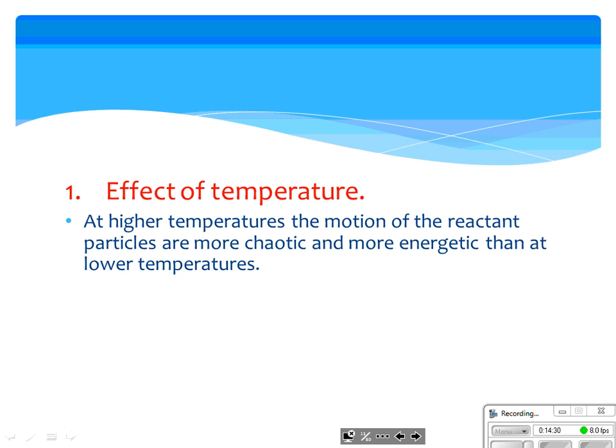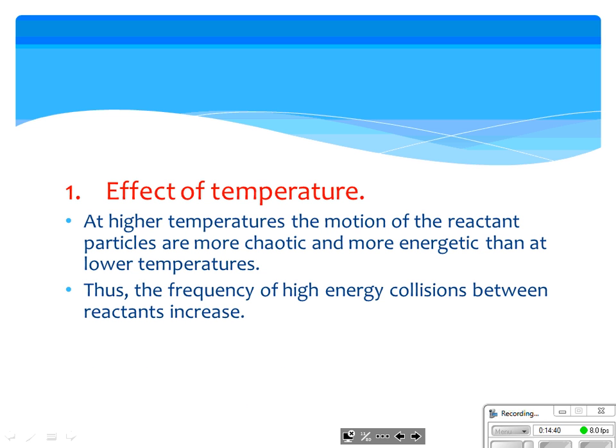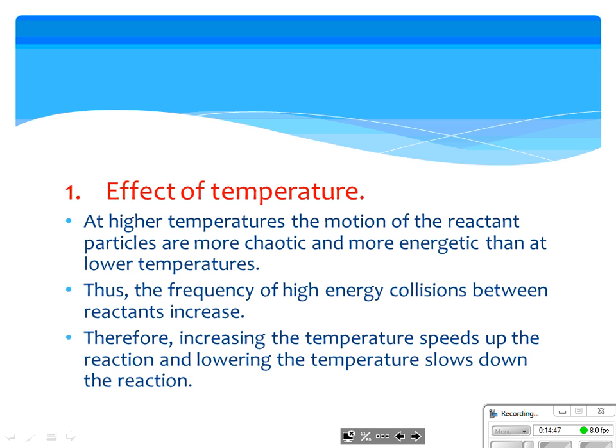At higher temperature, the motion of the reactant particles is more chaotic. They have more energy. Thus, we're having more collisions. With more collisions, how does that affect the rate of the reaction? It speeds it up. Therefore, by increasing the temperature of the reaction, we can speed up the reaction. By lowering the temperature, we can slow down the reaction.